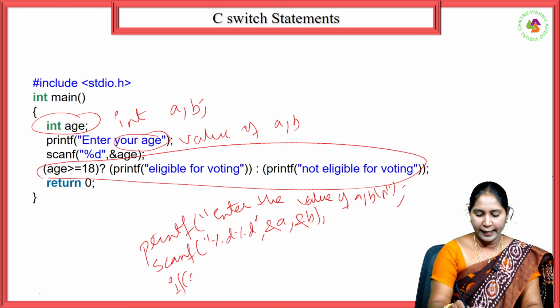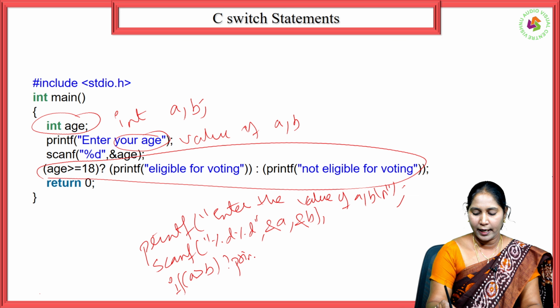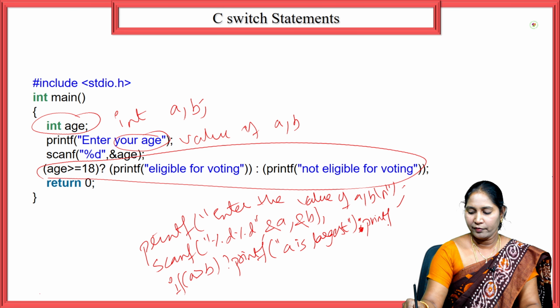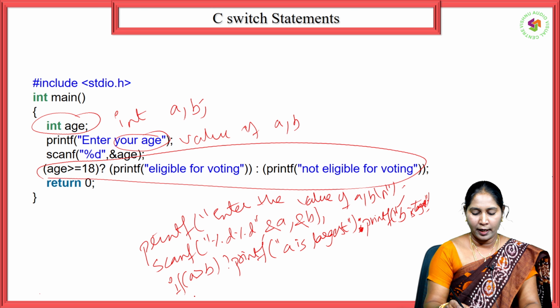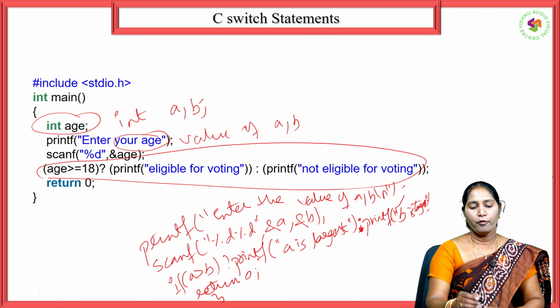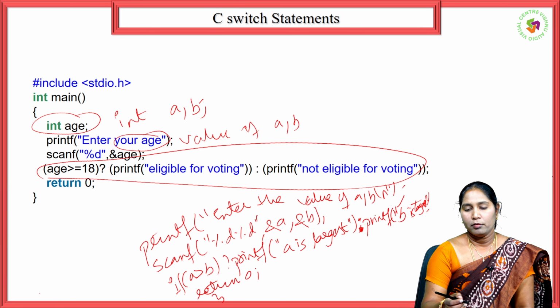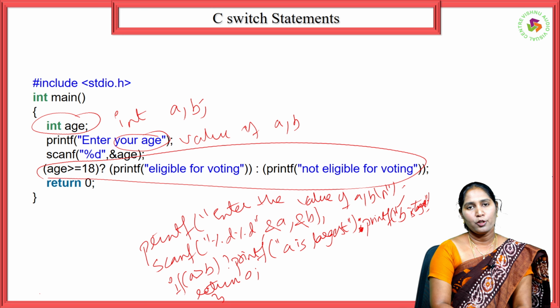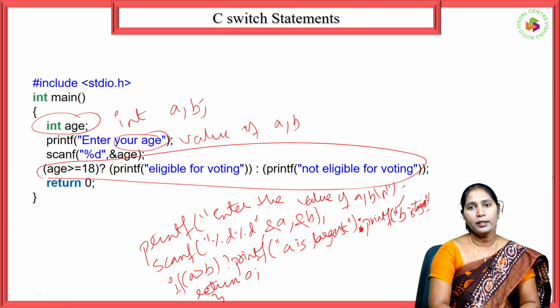What I'll be using: if a is greater than b, then I'll print the statement printf "a is largest", then colon, then printf "b is largest"; semicolon. Then I'll write return 0 and close. This is the basic logic I'll be using here for printing which number is the largest, or I can also specify it as finding the largest of two numbers. Okay, so this is how you need to write and execute the program for ternary operators.